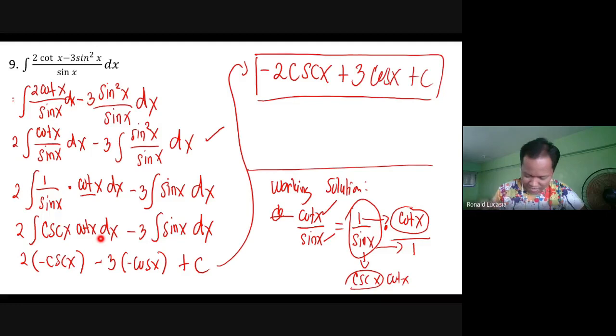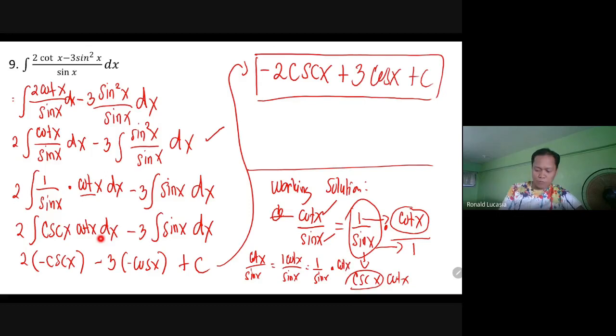Ma-explain ko nang mas madali. Di ba yung cotangent x over sine x, the same lang yan kay 1 cotangent x over sine x. Na pwede kong isimplify ng 1 over sine x times cotangent x. Dito napunta si cotangent x. Pag minultiply ko to, 1 over sine x times cotangent x, ito din yun. Cotangent x over sine x. Dito pa din. Nag-factor lang tayo kasi wala tayong makukuha kay cotangent x sine x.